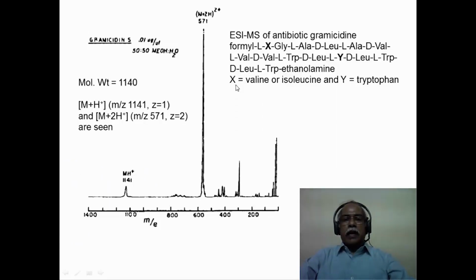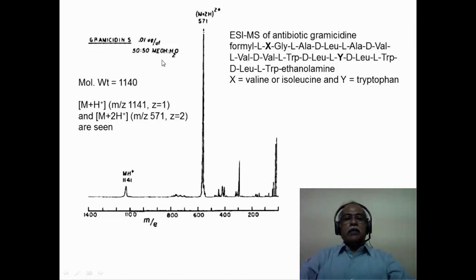Let us start with an antibiotic called gramicidin. Gramicidin has about 15 amino acid residues or so, which are given in the sequence. It is shown here in this particular slide. The molecular weight of this particular antibiotic is 1140. It is not a very large molecule, but the problem is that it is a non-volatile substance, and that is why it could not be analyzed by electron impact ionization mass spectrometry. Secondly, it will undergo extensive fragmentation, and you may not be able to see the molecular ion peak at all in the electron impact ionization mass spectrometry.